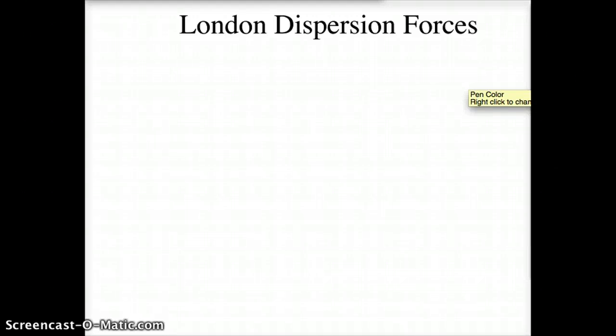Another type of intermolecular force that we're going to discuss is called London dispersion forces. London dispersion forces are often abbreviated LDFs. This is another type of intermolecular force that's going to affect properties of compounds, like their boiling points, melting points, etc. Just to break this down, the word dispersion: if you disperse something, it means spread.